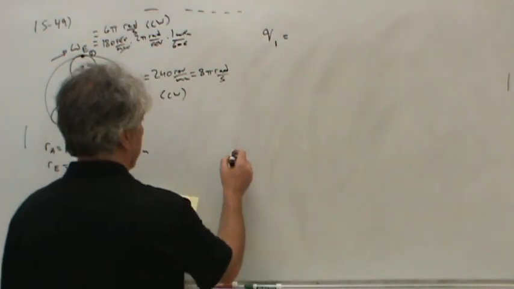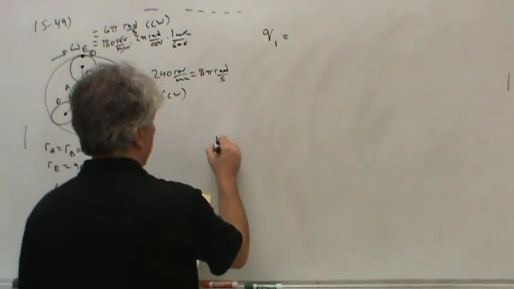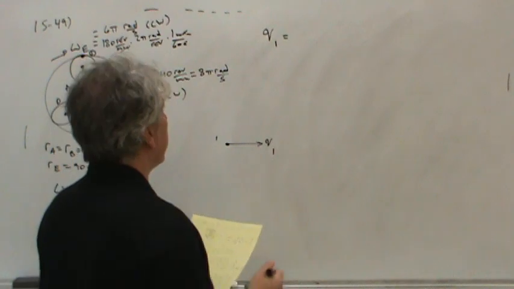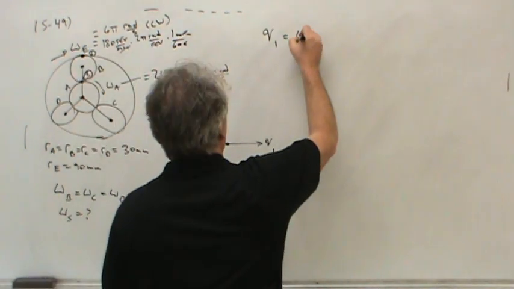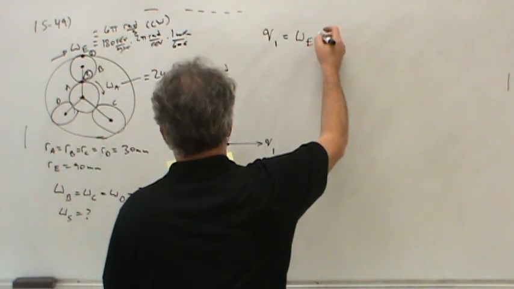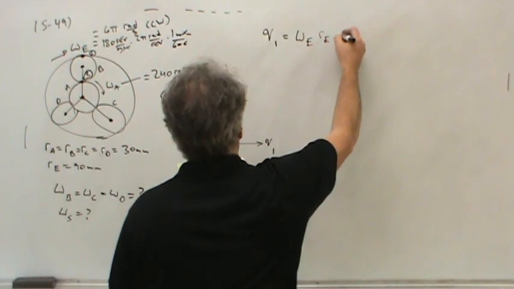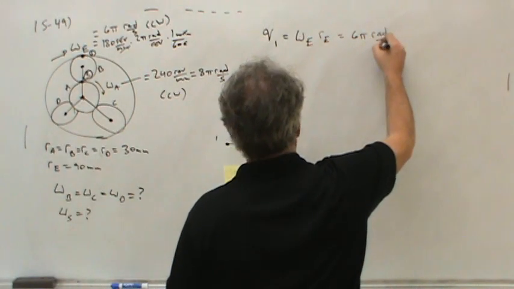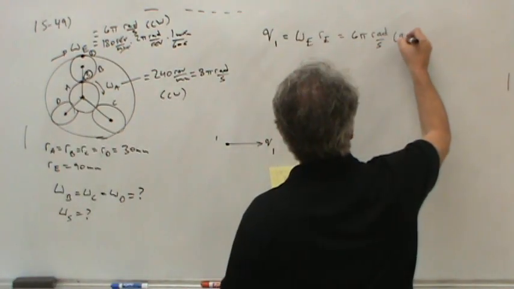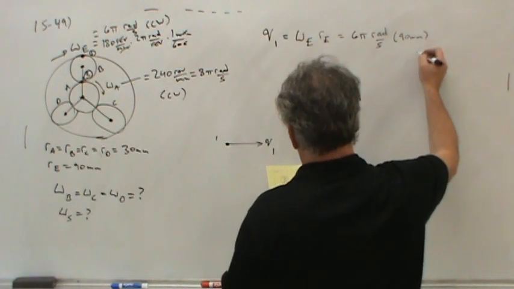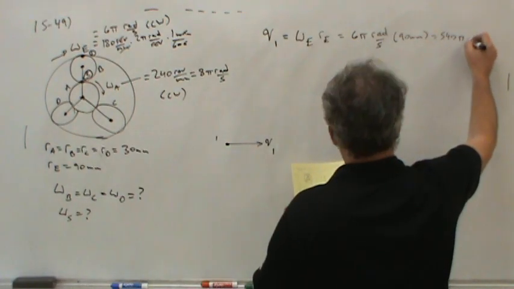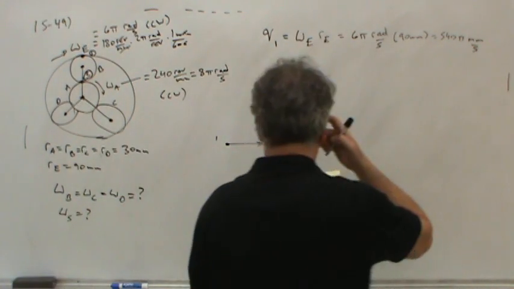In fact, let me start to draw it down here. So point 1 would have some velocity off to the right, V1, and we can calculate it based on the angular speed, omega E, of gear E, the outer ring gear, times the radius of that gear. So that would be 6 pi radians per second times a 90 millimeter radius equals 540 pi millimeters per second.